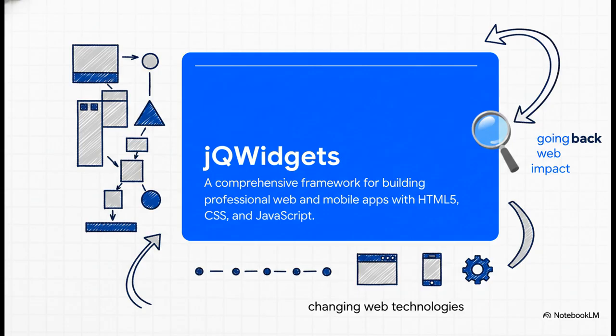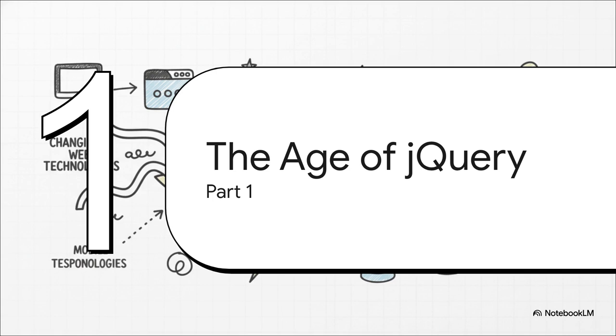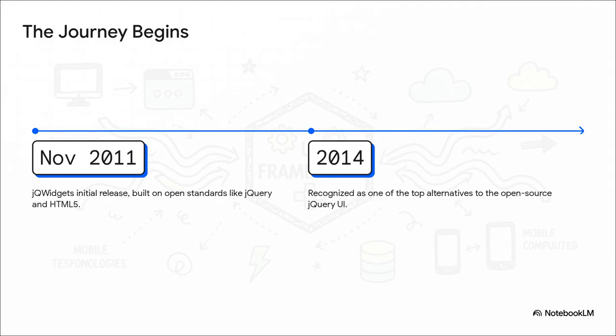But to really get why this was such a big deal, we've got to go back, way back to the beginning. All right, so let's jump in our time machine and head back to the early 2010s. This was a time when, believe it or not, one single library pretty much rules the entire web. Back then, jQuery was king. Seriously, it made building interactive websites so incredibly simple, and by 2011, you'd be hard-pressed to find a website that wasn't using it. And this was the perfect storm for jQWidgets to launch.